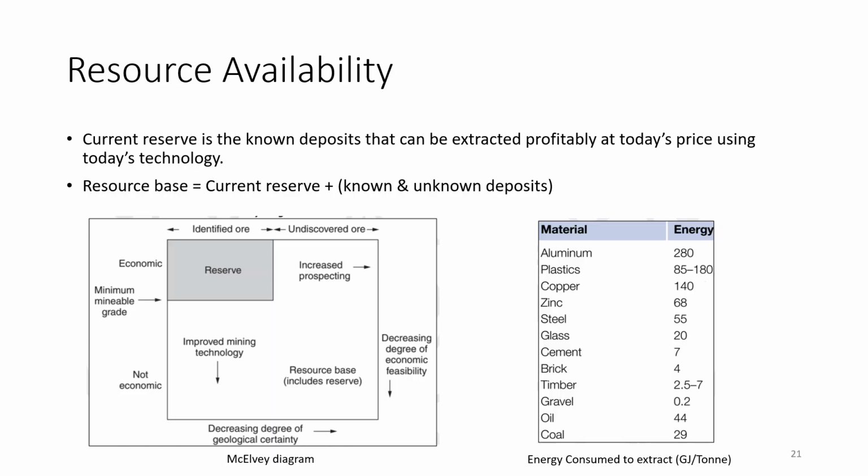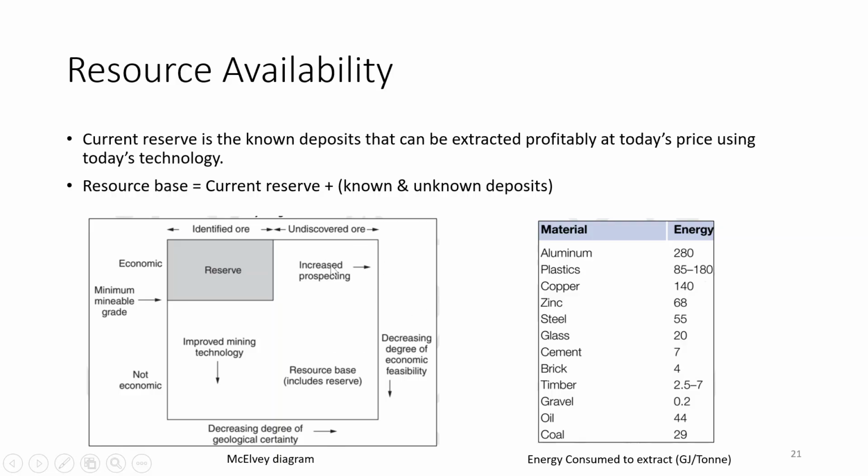Next is resource availability. So current reserve is the known deposits that can be extracted profitably at today's price using today's technology. The resource base can be given as current resource plus known and unknown deposits. So in the first one you can see these are the reserves. Then with improved mining technology we can also get other minerals. These are the minimum mineable grade. So the grades which will be having lesser amount of desired element.